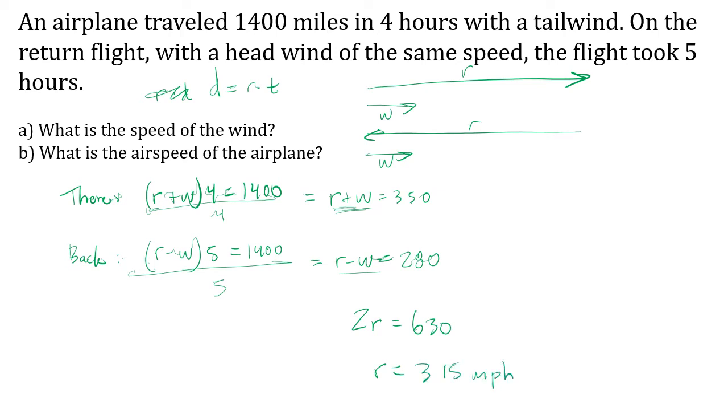And then the wind, right, if the wind plus the speed of the airplane was 315, that means the wind was 45. No, it doesn't. It means it was 35 miles per hour. And so, we could write that. We could say the speed of the wind was 35 and the speed of the airplane was 315.